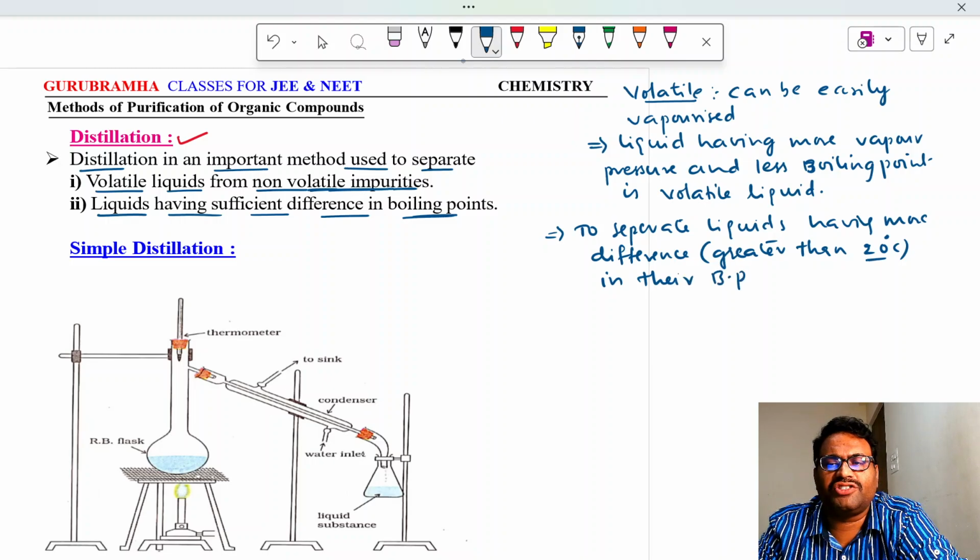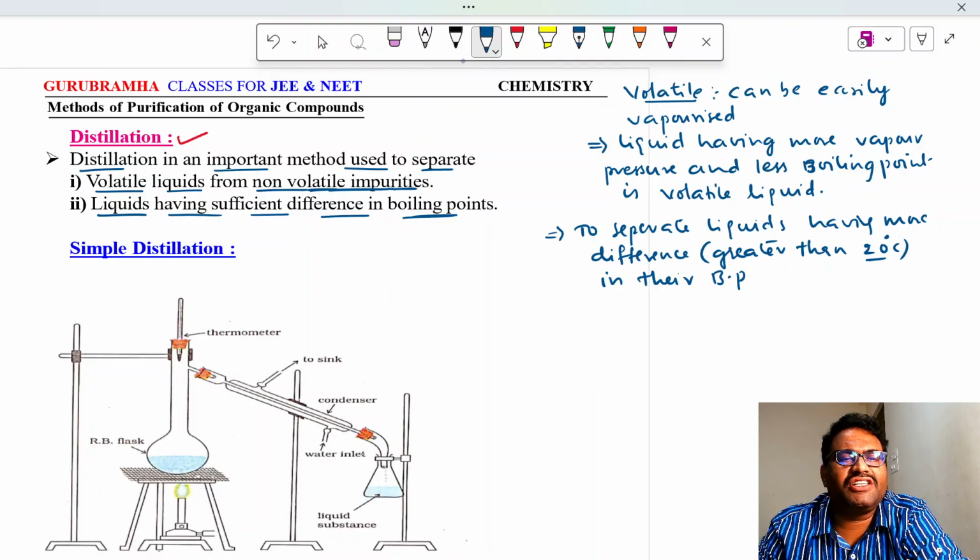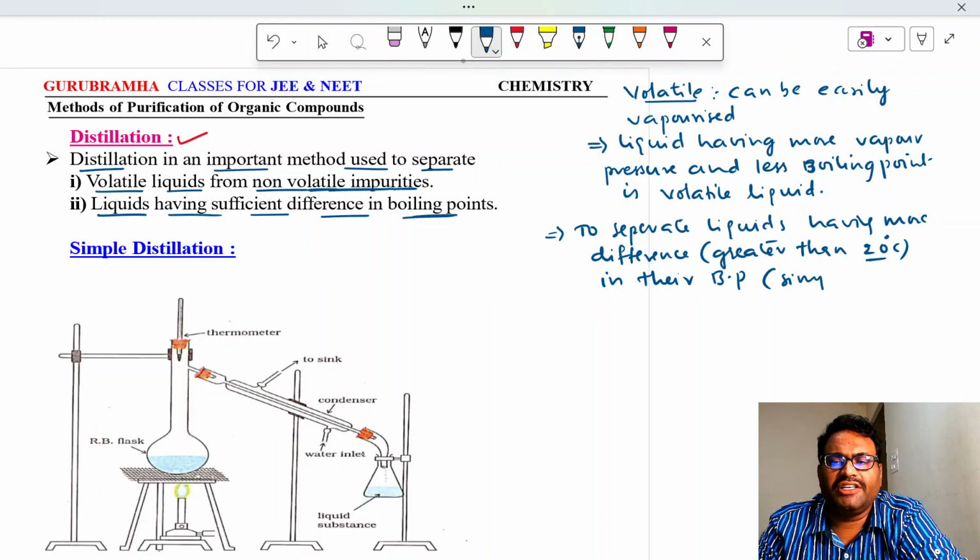Because why I am mentioning this 20 degrees is, this is asked in the examination. If two liquids have a boiling point difference greater than 20 degrees centigrade, more difference generally called, more than 20 degrees centigrade, they can be separated by distillation. Which distillation? Simple distillation. You can separate them by simple distillation.